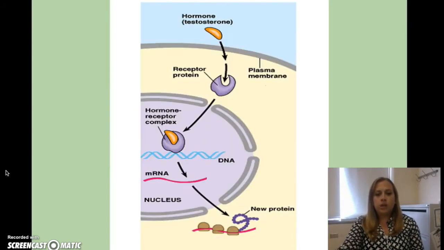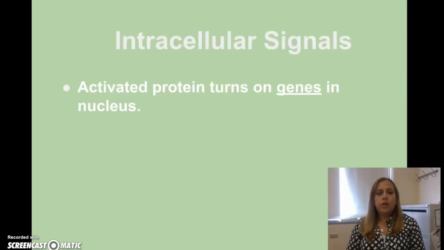The example that we're going to look at are hormones. So here you have testosterone. It is passing through that plasma membrane. It is meeting with a protein receptor in the cytoplasm, and it's then being taken into the nucleus. And you can see that it is interacting with this DNA here. So you have an mRNA transcript that's been made. That mRNA can then leave the nucleus, and here it's out in the cytoplasm, and a new protein is being translated from that mRNA transcript. And so with this example, you had an activated protein that actually turns on genes within the nucleus.